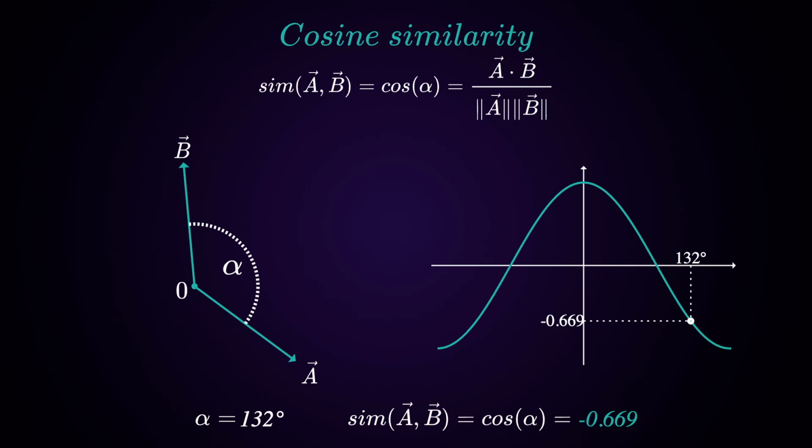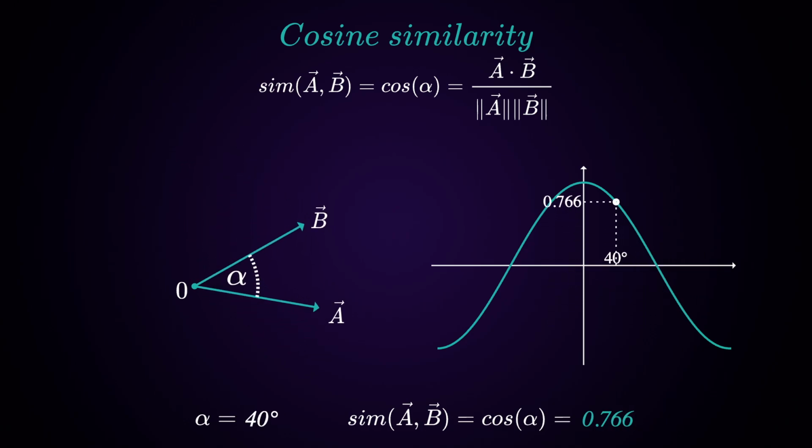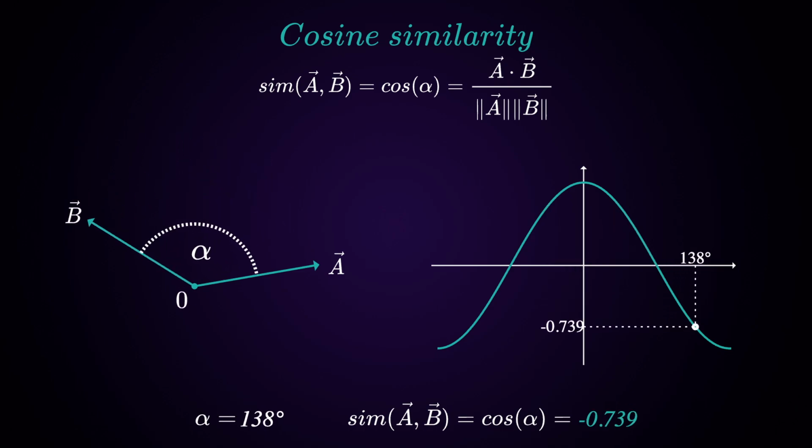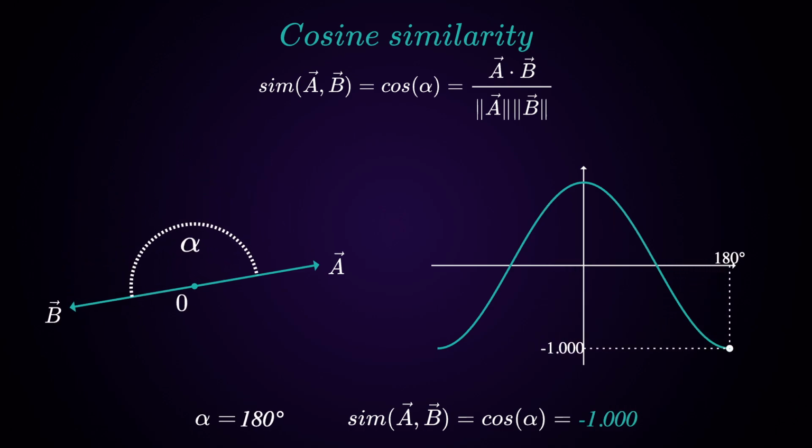This cosine is also called cosine similarity, because it measures how similar these vectors are. By similar, we mean that if they point toward the same direction, cosine similarity will be equal to 1. And if they point in opposite directions, cosine similarity will be equal to -1.